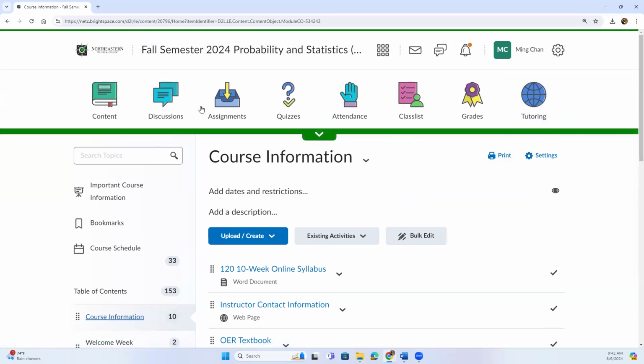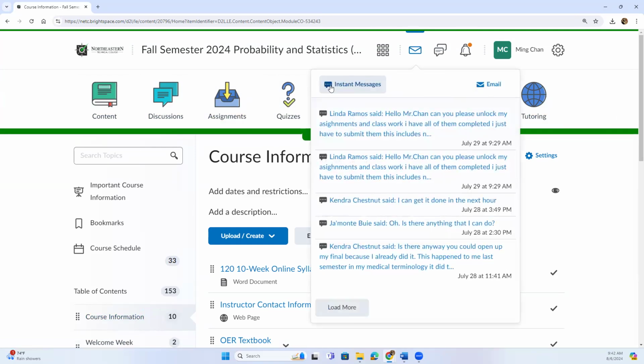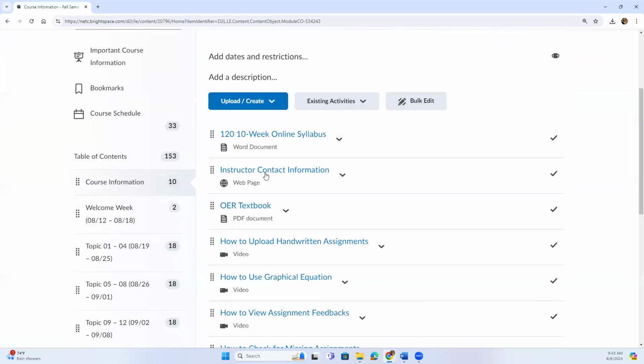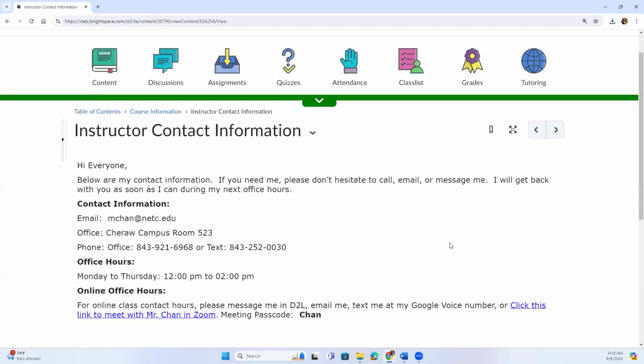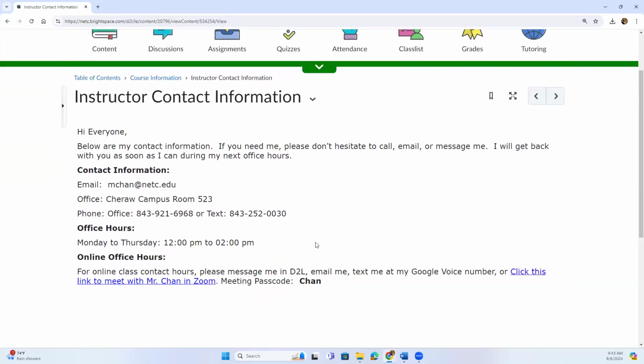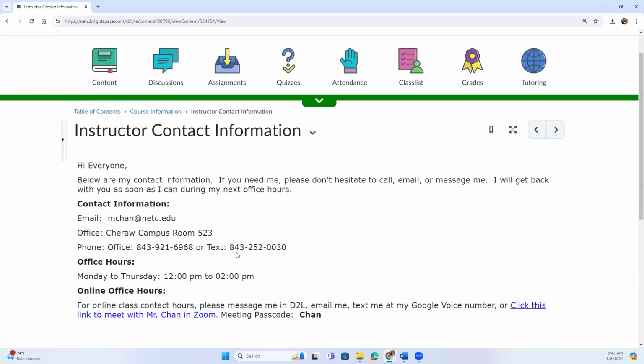So normally I suggest if you do have any questions or concerns about the homework, you can always email me. This little envelope right here allows you to message me directly from D2L, or you can email me. Another way of communication is if you want to take a picture of what you're working on and are not sure whether you're doing it right or wrong, you can always take a picture and email it to me, or you can text it to me, to my Google Voice text message.